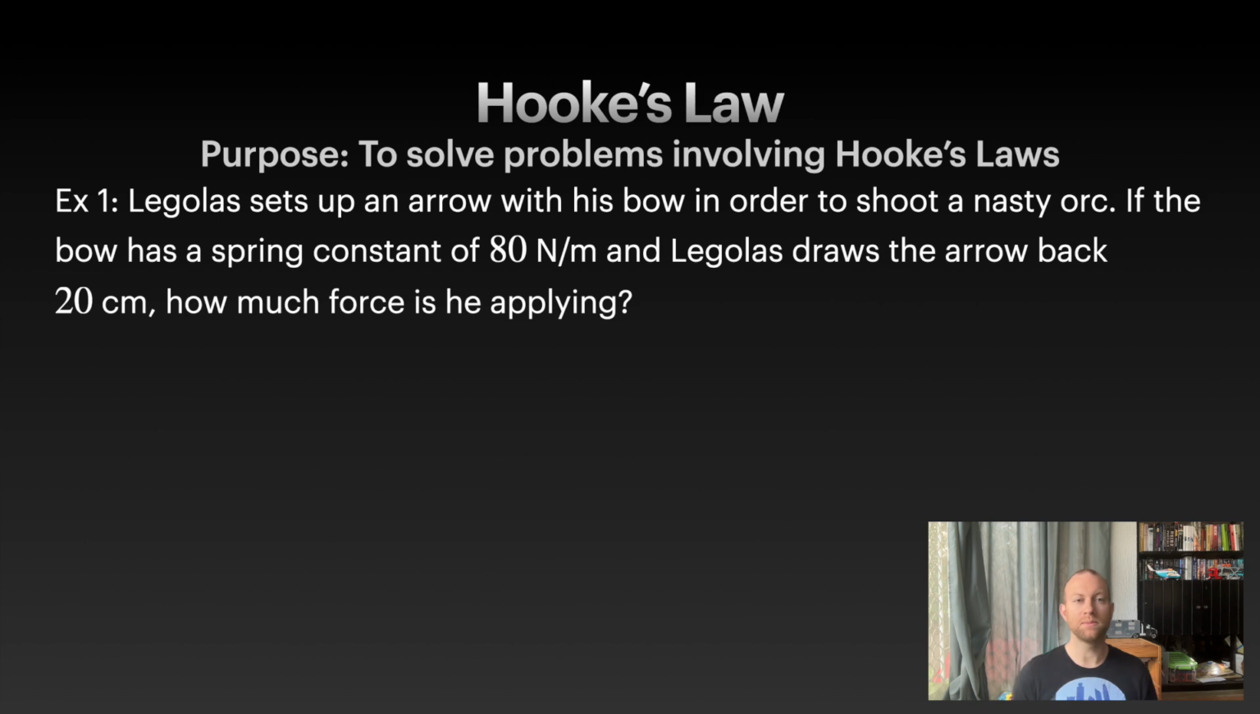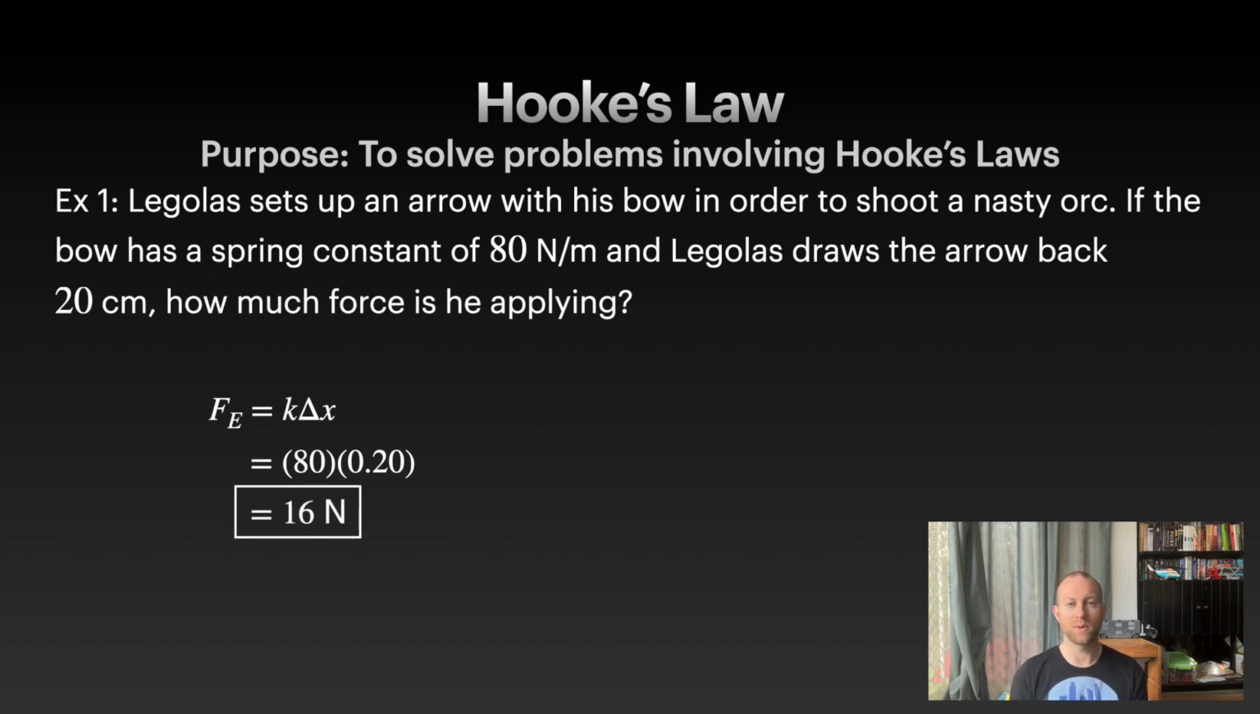So here's an example. We've got Legolas shooting a bow and arrow, and if the spring constant is 80 newtons per meter, and Legolas draws the arrow back 20 centimeters, we want to know how much force is he applying. Here's our equation, Fe equals K delta X. We have the spring constant. We have the distance, but notice it's in centimeters, so I had to convert it into meters. There is our force elastic. That is a really easy example.